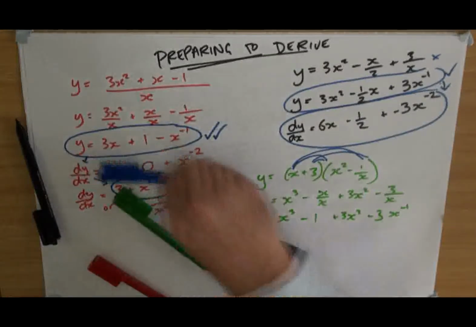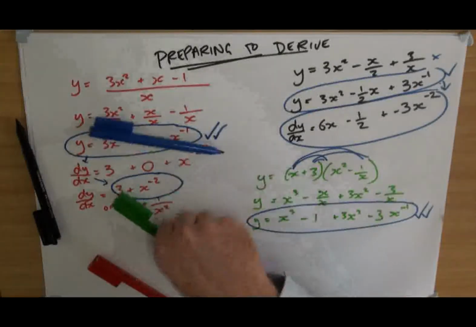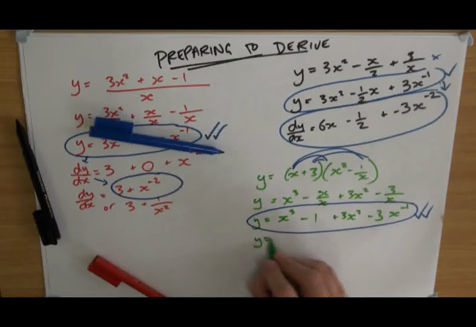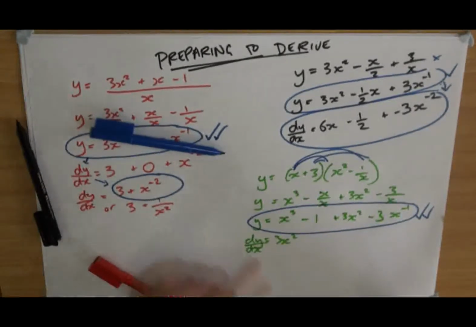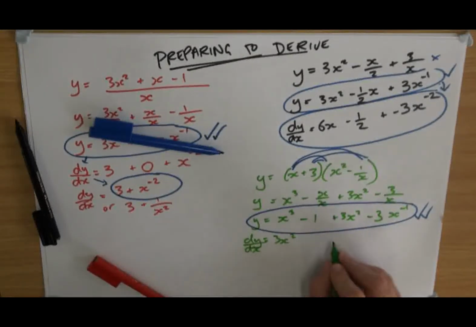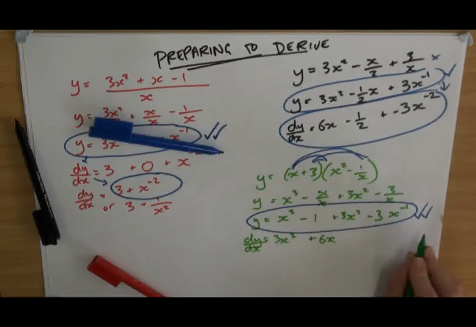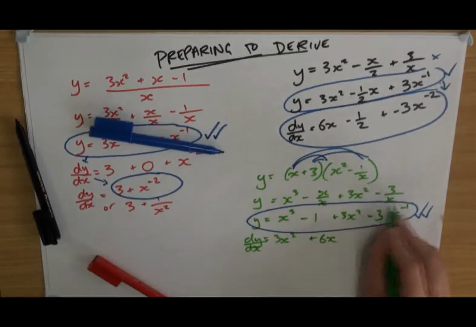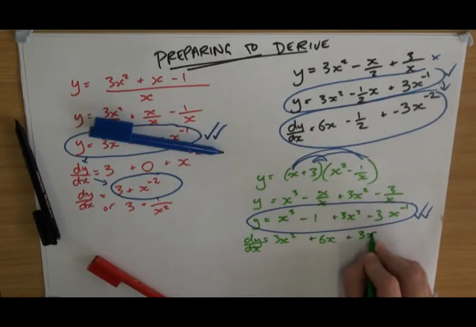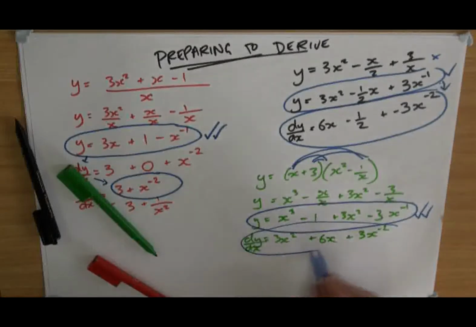So then I go to my next line. This is a good one here. This is prepared to derive. And we're going to go dy dx equals 3x squared. Make sure you write that dy dx, because it's not y, it's dy dx equals this. 3x squared minus 0, so I won't even put that in. Plus 6x minus, well, it becomes a plus because the minus comes down here, plus 3x to the negative 2. And that's my answer there of my deriving.